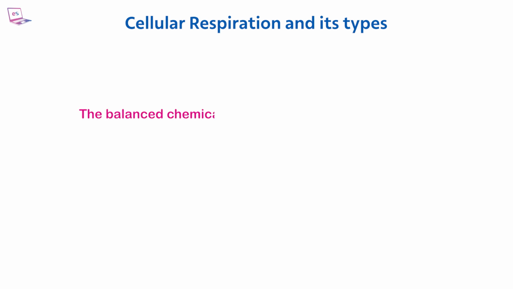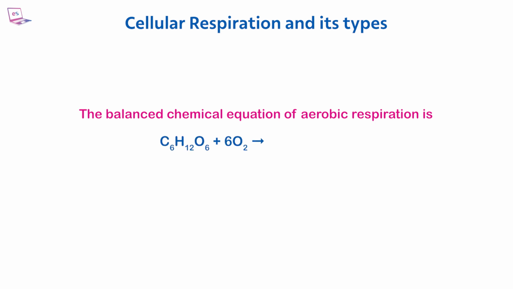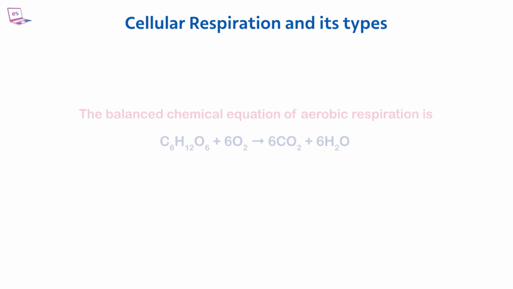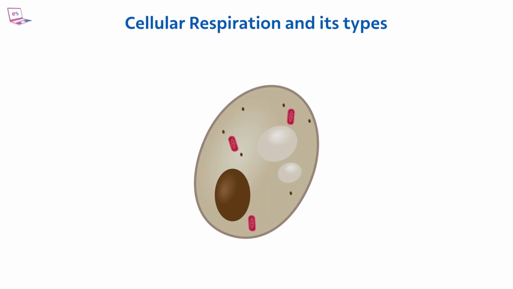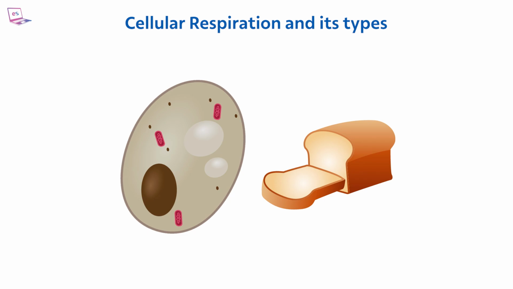The balanced chemical equation of aerobic respiration is C6H12O6 plus 6O2 yields 6CO2 plus 6H2O. In yeasts, glucose is broken down to ethanol and carbon dioxide. This process of anaerobic respiration is called fermentation. Yeast respires using added sugar, producing carbon dioxide that makes the bread rise while the alcohol evaporates during baking.